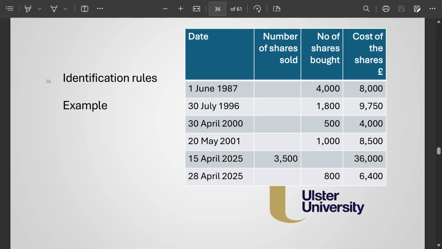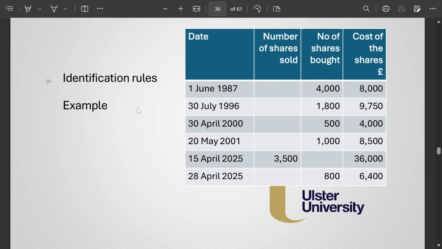So what is he doing here? Number of sales. We only have to worry about the sale. We start with the sale because the sale creates the problem. You sold some shares, we know how much you sold them for, but what should we take as the acquisition cost of these shares that you sold? That's where we need all these rules.